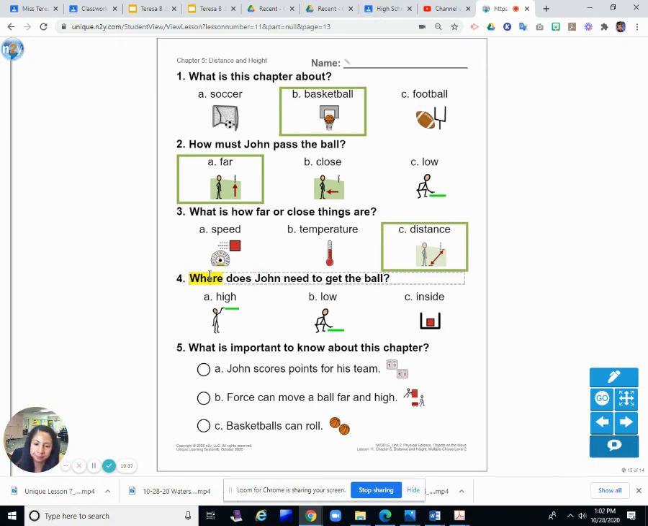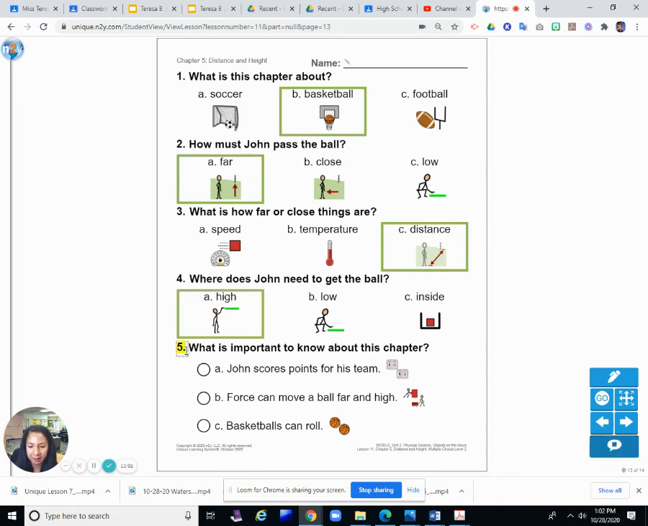Is it distance? Distance is how close or far something is. Number 4. Where does John need to get the ball? A, high, B, low, or C, inside? Do you think it's A, high? Yes, high. Okay, it's up into the basket and up away from his brother's reach so he can't block the ball.